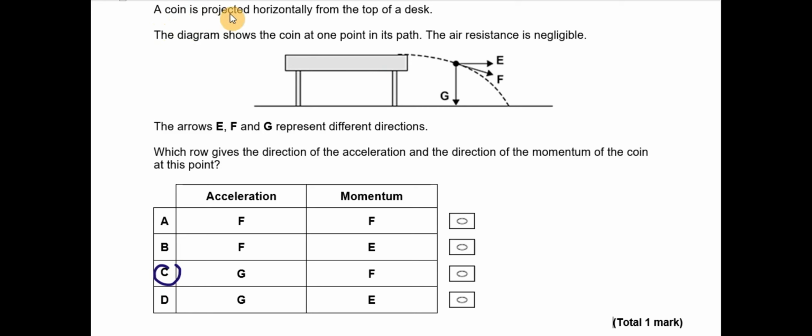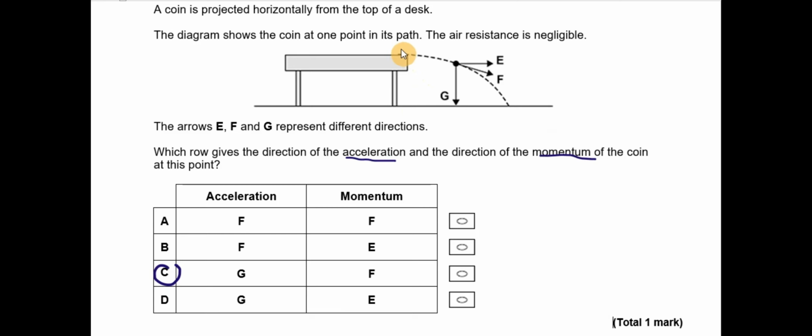So a coin is projected horizontally from the top of a desk. The diagram shows the coin at one point in its path. The air resistance is negligible. The arrows E, F and G represent different directions. Which row gives the direction of the acceleration and the direction of the momentum of the coin at this point?